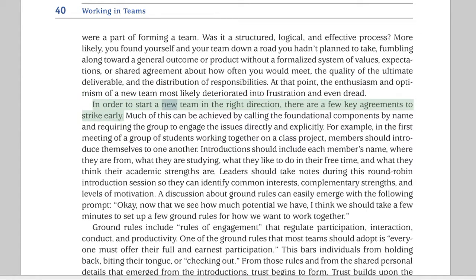In order to start a new team in the right direction, there are a few key agreements to strike early. Much of this can be achieved by calling the foundational components by name, and requiring the group to engage the issues directly and explicitly. For example, in the first meeting of a group of students working together on a class project, members should introduce themselves to one another. Introductions should include each member's name, where they are from, what they are studying, what they like to do in their free time, and what they think their academic strengths are.